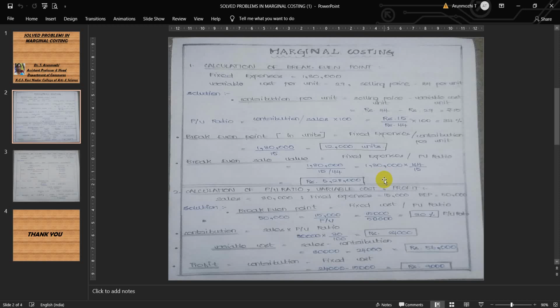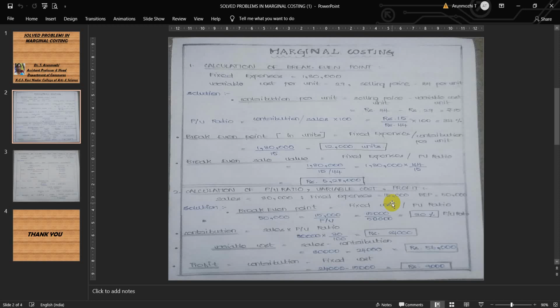From the following data, calculate PV ratio, variable cost and profit. The given information is sales is equal to 80,000, fixed expenses is 15,000, break-even point is 50,000. Calculate PV ratio. Break-even point is equal to fixed cost by PV ratio. So break-even point is given already, the value is 50,000, is equal to 15,000 divided by PV ratio. So PV ratio is equal to 15,000 divided by 50,000, is equal to 3 by 10 or 30 percentage.